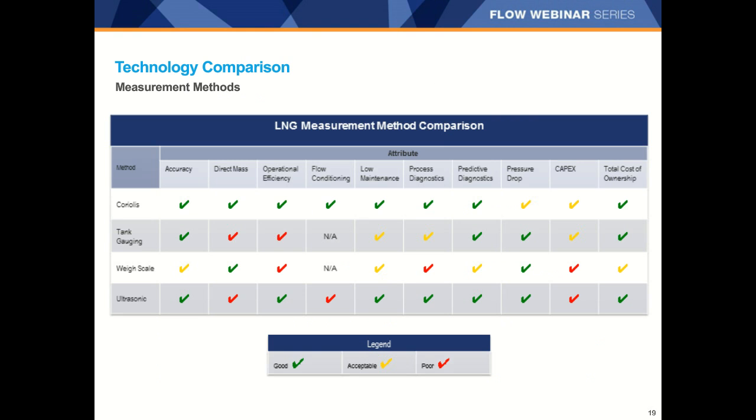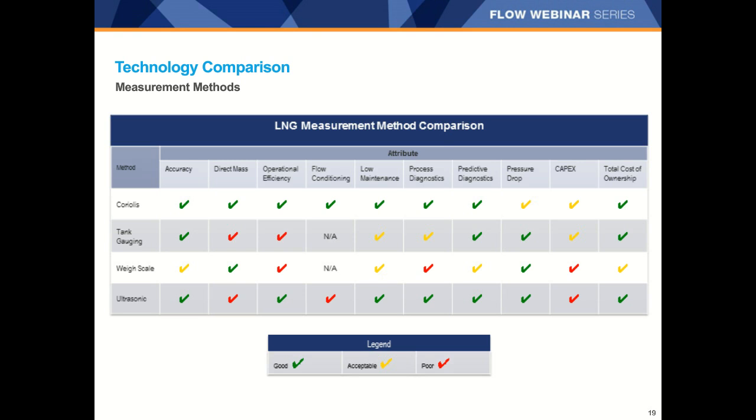Here you can see a comparison of the four main measurement methods for LNG transfers that we've been discussing. As you can see, there are both pros and cons for each method. Many of these we have already covered in some detail. One of the items we didn't discuss earlier is flow conditioning. It's worth noting that Coriolis meters require no flow conditioning at all, so this can save on capital cost of the installation design as well as space.